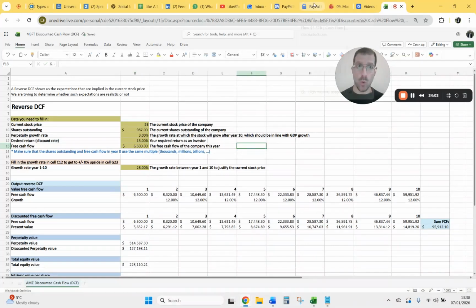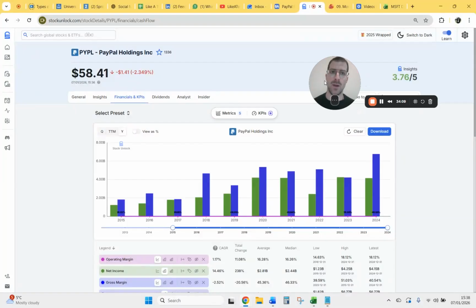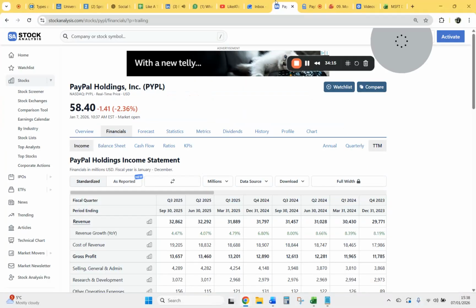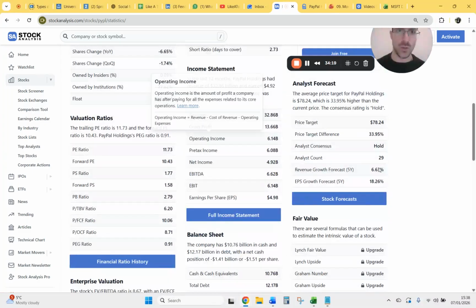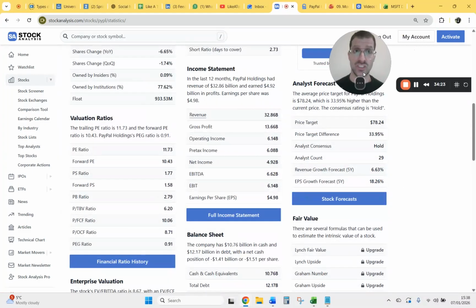Okay. And what are analysts projecting? Remember, same thing. So we know that free cash flows have compounded by about 15% since 2015. But what are analysts' assumptions? Let's go here to statistics, and you can see that they are projecting about 18%. I will use the most conservative, which is about 15%.